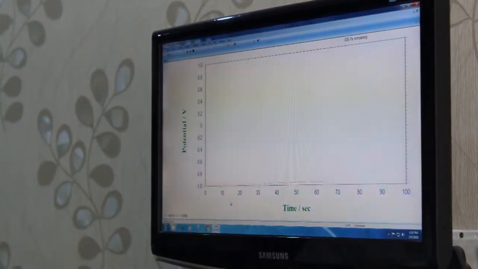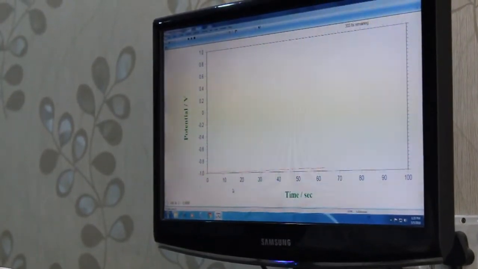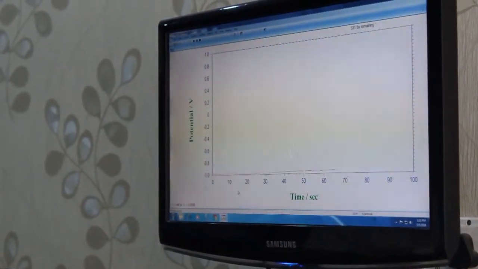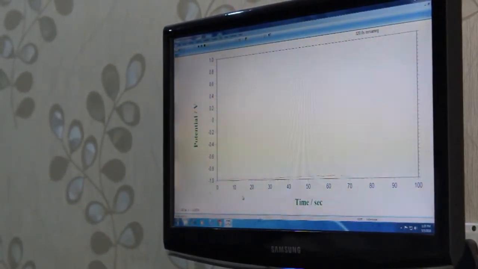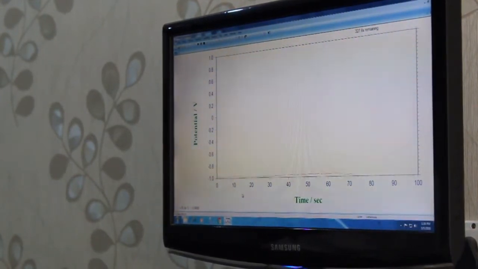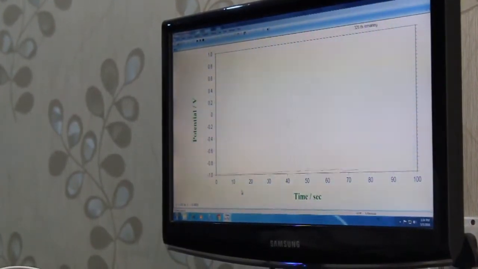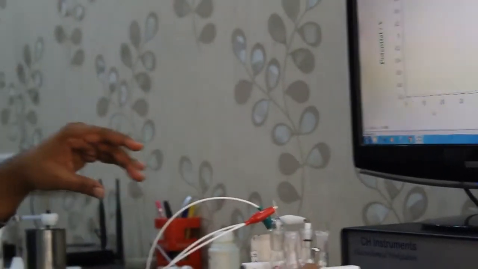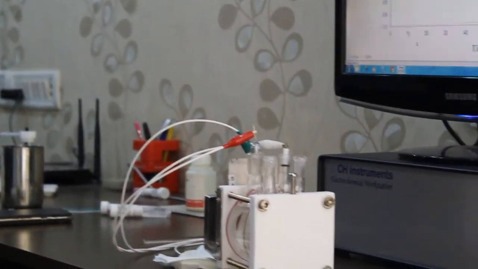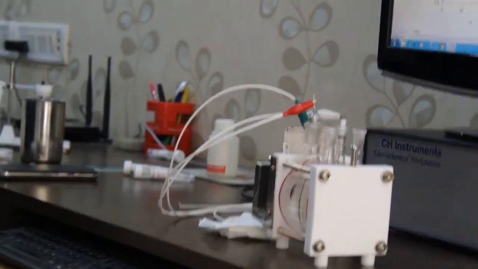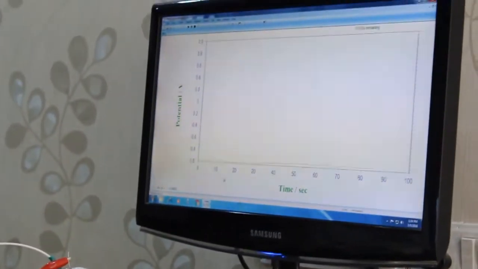Sometimes we may have to look for air bubbles. If there is an air bubble, it will disturb the measurement physically. So I am checking for air bubbles and will get rid of them. Fine.